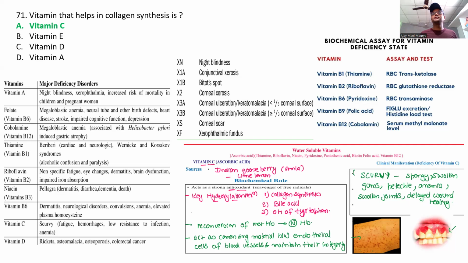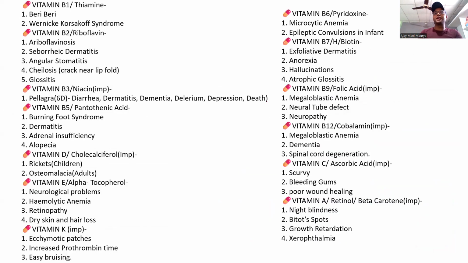That's simple. And also, guys, vitamin C deficiency leads to scurvy. Now, please master this one. X1B, night blindness. XN, night blindness. X1B, conjunctival xerosis. Please remember this one, guys. Please study about all the types of the vitamins. They are going to be very, very important, guys. And I wrote here all about the vitamins. Please study, guys.